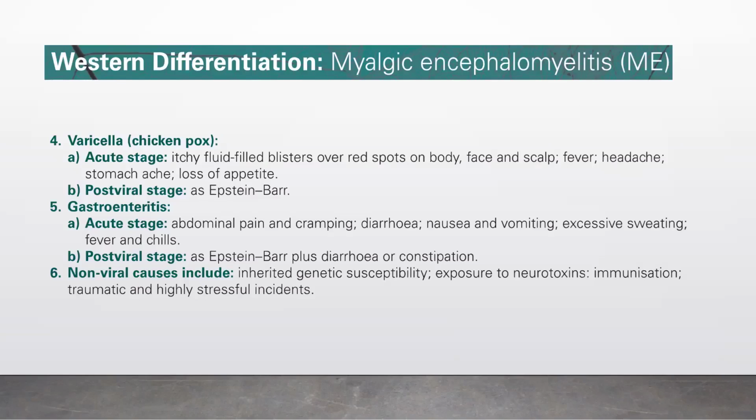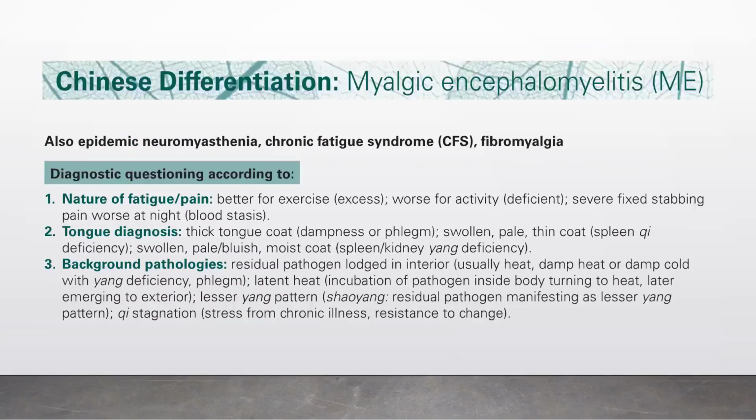Number 6, non-viral causes include inherited genetic susceptibility, exposure to neurotoxins, immunization, traumatic and highly stressful incidents. Chinese differentiation: myalgic encephalomyelitis, also epidemic neuromyasthenia, chronic fatigue syndrome, fibromyalgia. Diagnostic questioning according to number 1, nature of fatigue or pain. Better for exercise is excess. Worse for activity is deficient. Severe fixed stabbing pain, worse at night, is blood stasis.